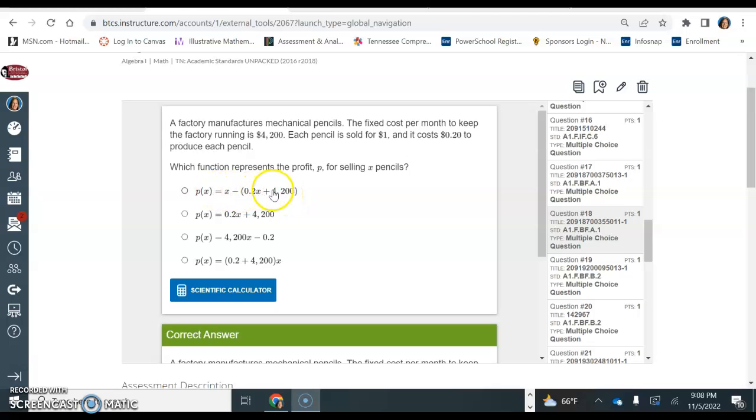This looks really good, but let's look at the others. This one says 20 cents per pencil. Well, that's not correct. If you sell them for $1 and they only cost 20 cents, you actually are making 80 cents. So that one's not correct. This one says 4,200x. So that's $4,200 per pencil, so that can't be correct. And this one says 20 cents plus 4,200 times x. This one isn't subtracting anything for this cost right here, so this one also cannot be correct. So the correct answer is A, the first answer here.